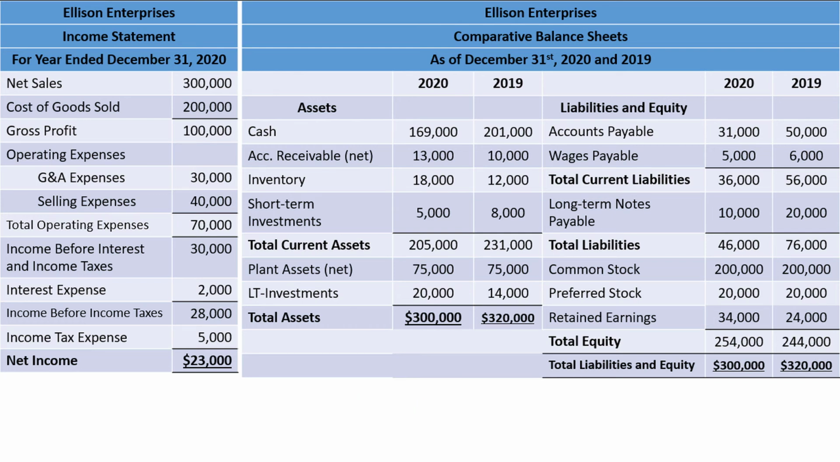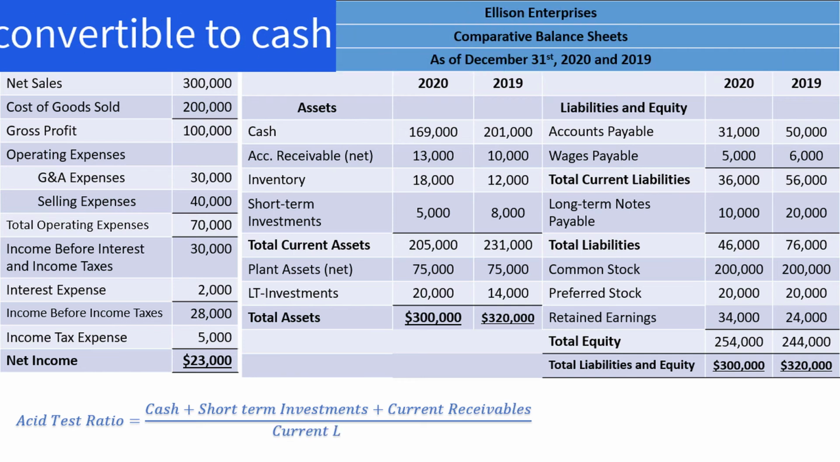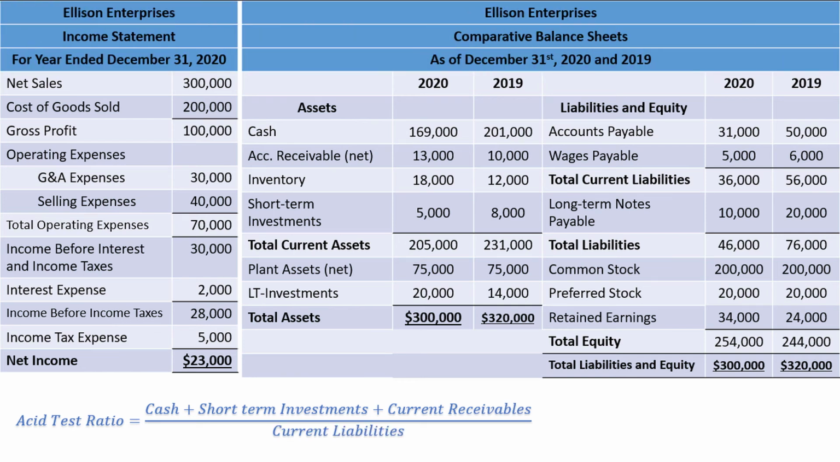Next, we have the acid test ratio, which is essentially just a modified current ratio. Instead of including all current assets, we only include the most liquid current assets in the numerator, the ones that are very easily converted to cash, which include cash itself, short-term investments, and current receivables. The denominator is still current liabilities.